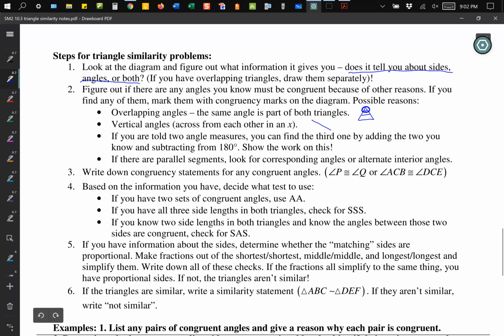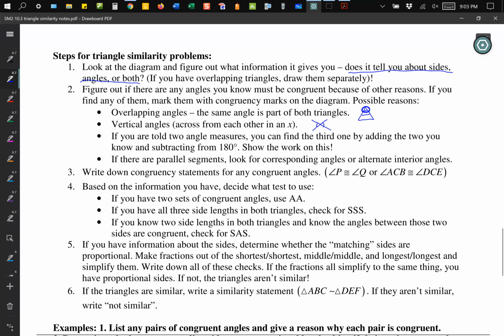Vertical angles are across from each other in an X. Anytime you see that, they're congruent. If you were told how big two of the angles are in a triangle, you can always figure out how big the third one is. Add the two you know, subtract the answer from 180, and you do need to show your work.